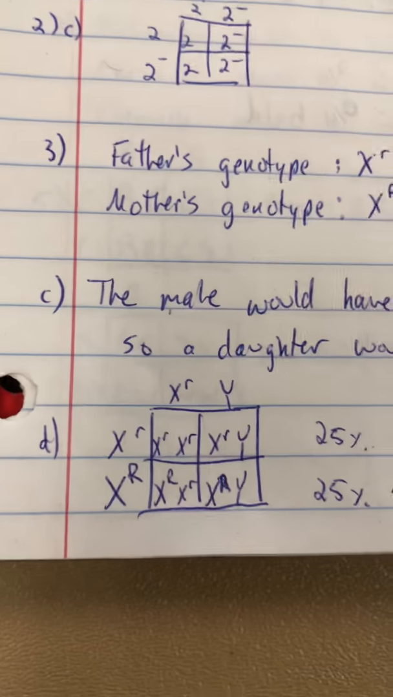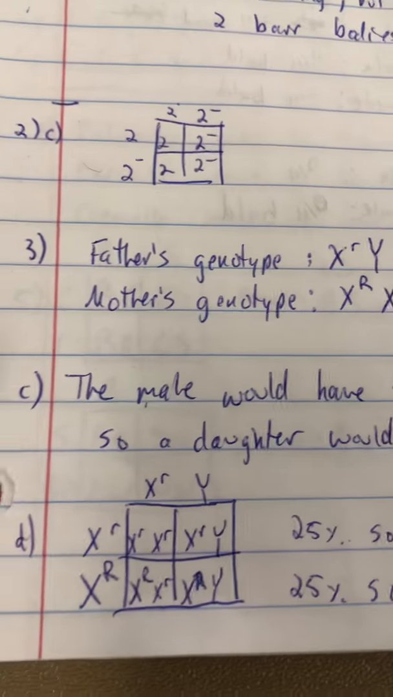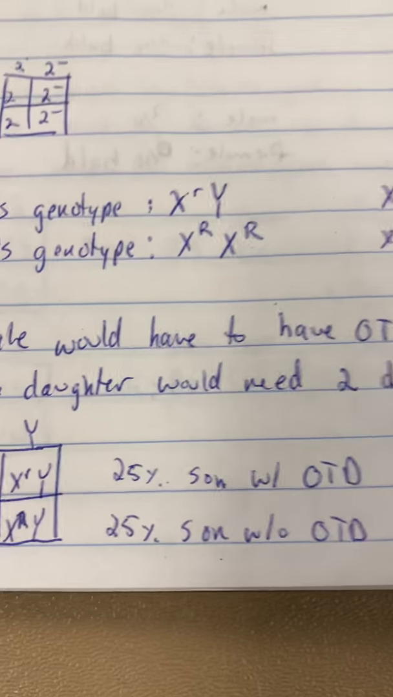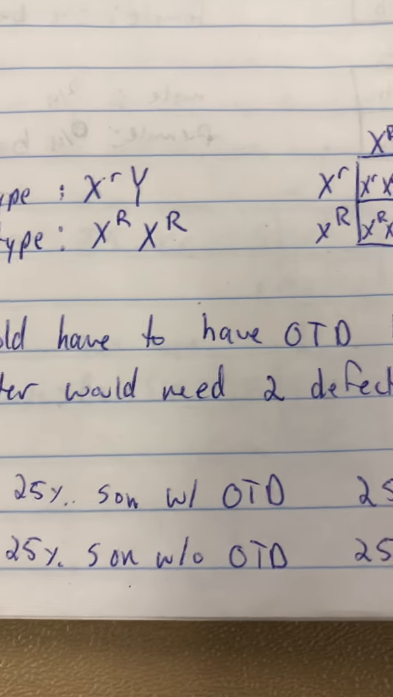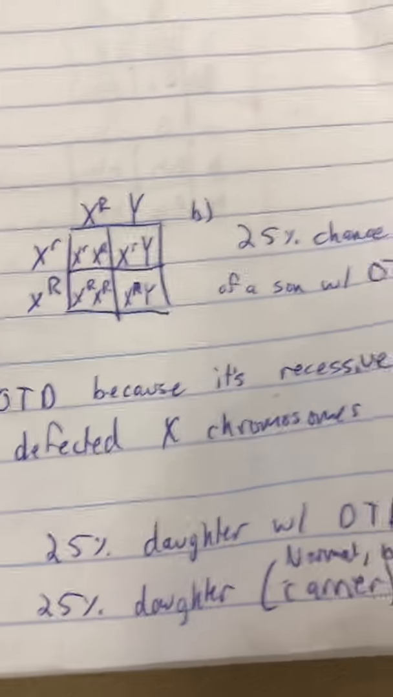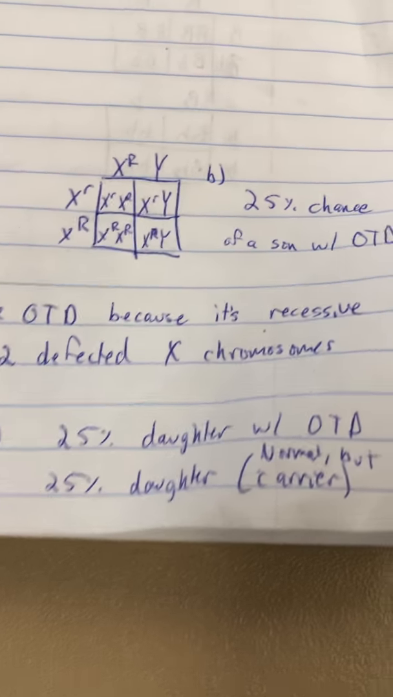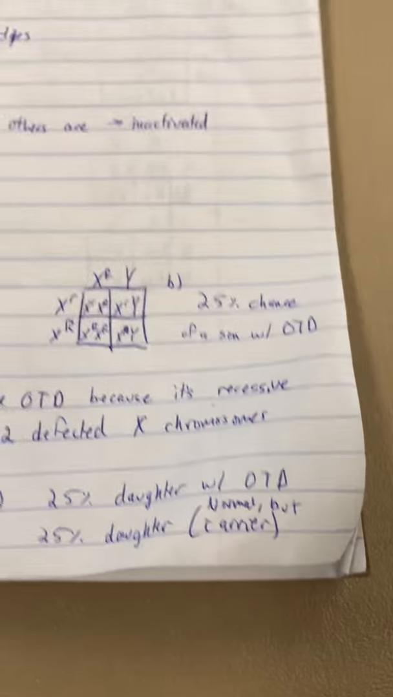So there's the Punnett square. The small r is defective and the large R is normal. So there'd be a 25% chance of a son with OTD and 25% without OTD, and then a 25% chance of a daughter with OTD and 25% chance of a daughter without it, but she would be a carrier for that.